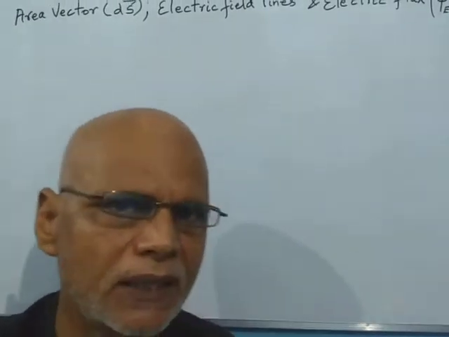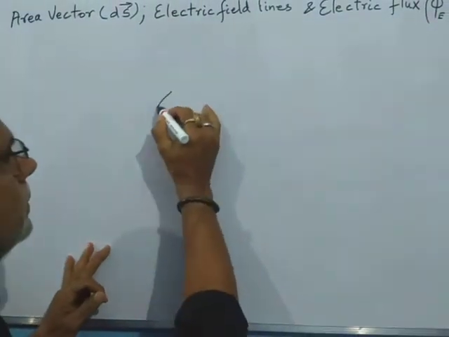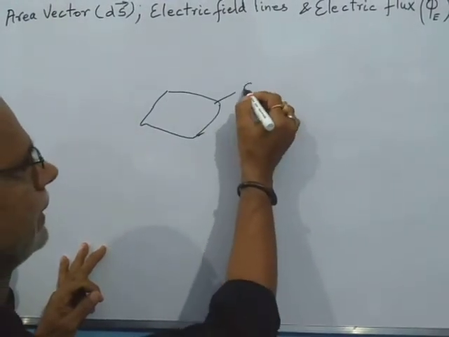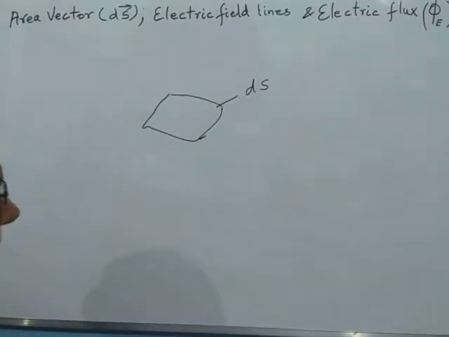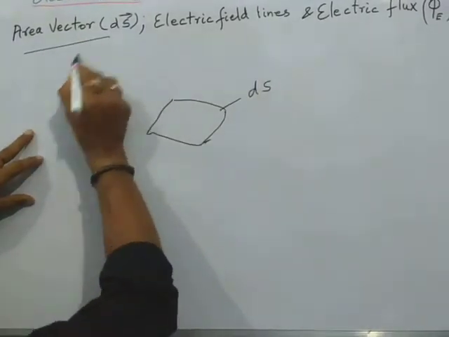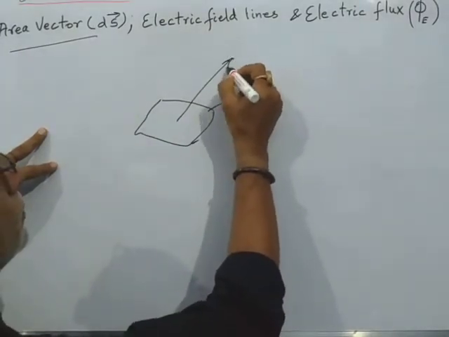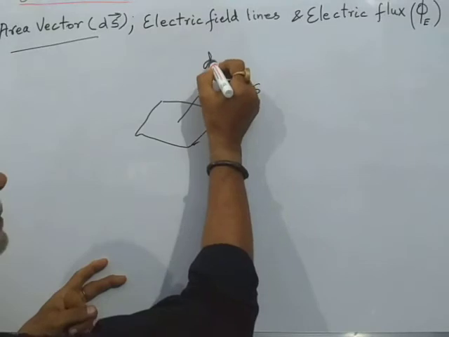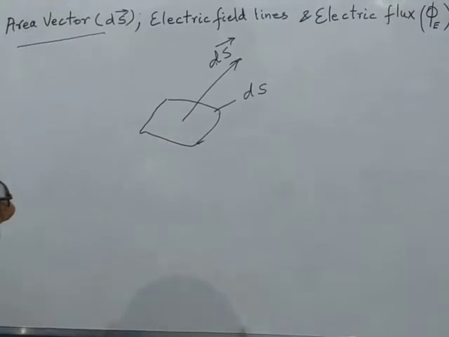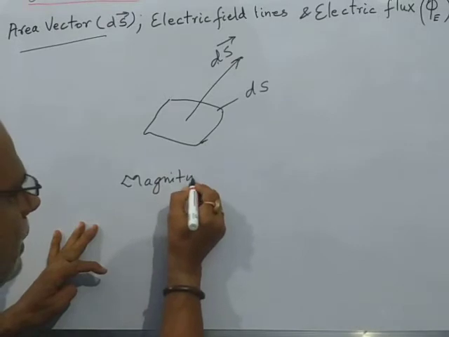What is area vector? If we talk about a certain area, say there is a surface, we assume which is having the area ds, then area vector is defined as a vector. The moment we say that it is a vector, then it must have some magnitude, it must have some direction. The magnitude of area vector is always equal to the area of the surface.